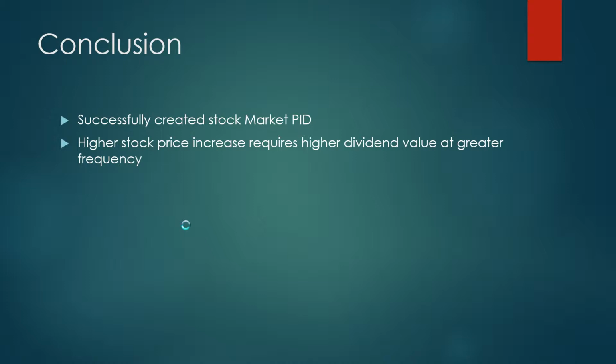So in conclusion, we successfully created a stock market PID, and as we mentioned, a higher stock price ramp rate requires higher dividend payouts at a higher value and at a greater frequency. We also noted that maybe in the future we could make a controller that would include a recession in the middle to increase the usability of our stock market PID. So that's it.